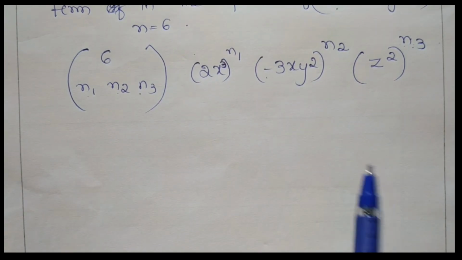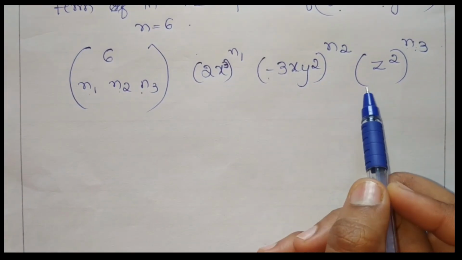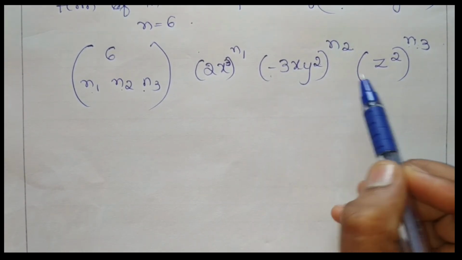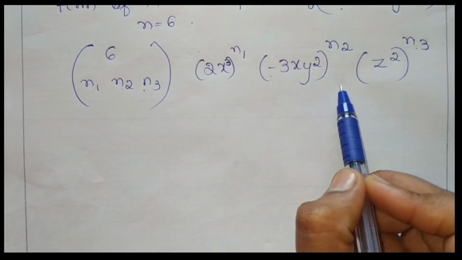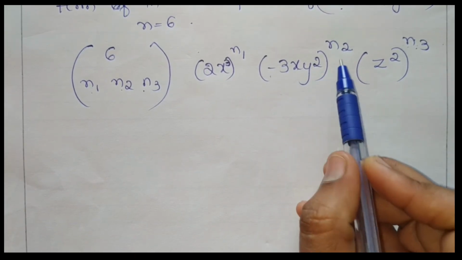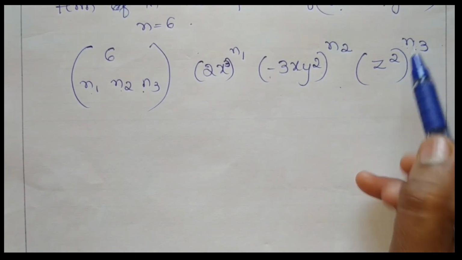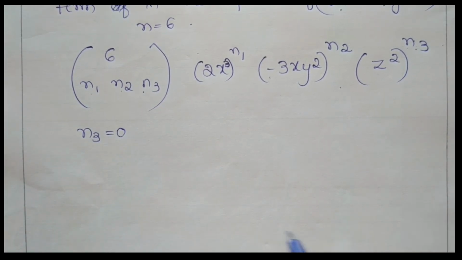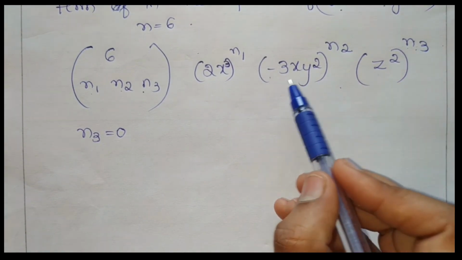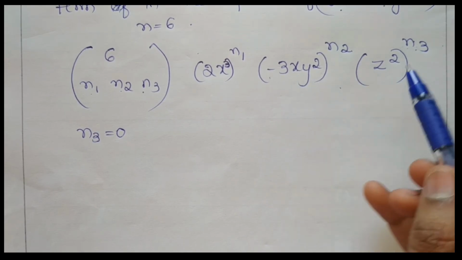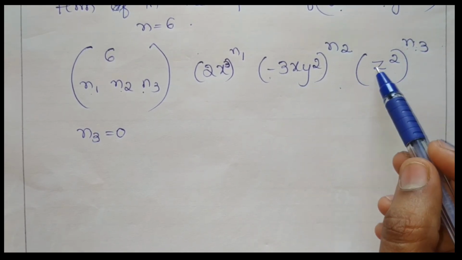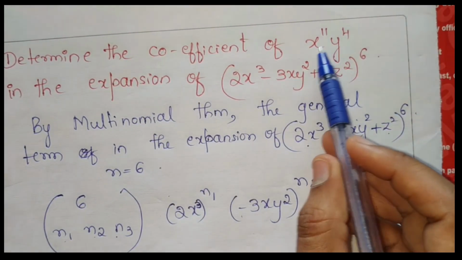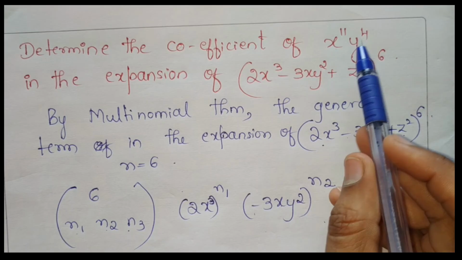So now choose the values so that we can get x raised to 11 and y raised to 4 here. Okay, so what do I need here? I need the terms x raised to 11 and y raised to 4. So here z raised to 0 is needed. So first choose n3 as 0. So if z is raised to 0, I can get x and y terms only. So anything raised to 0 is equal to 1. So here there is no z term. Therefore I have to take n3 as 0 only.